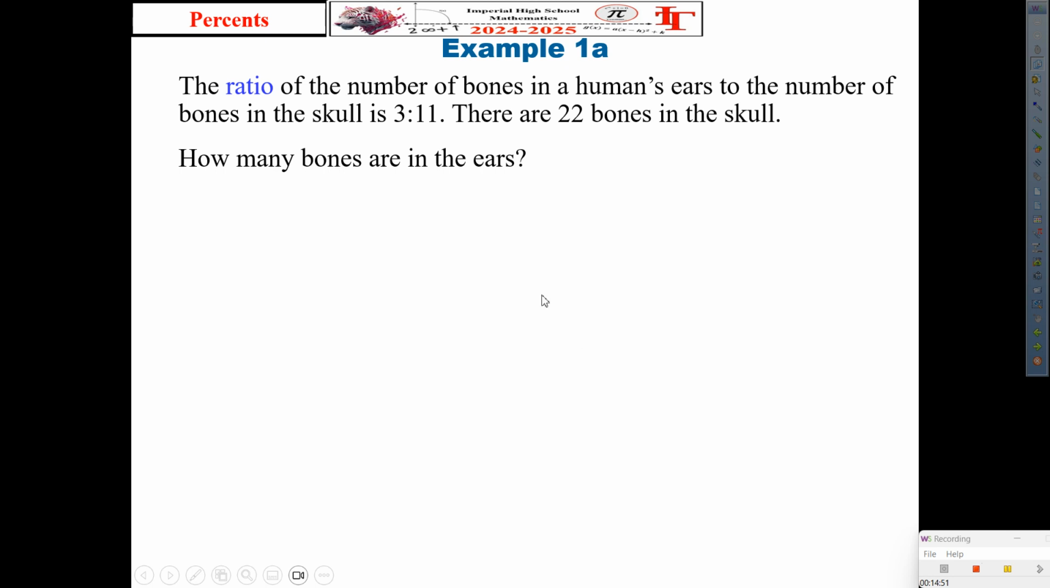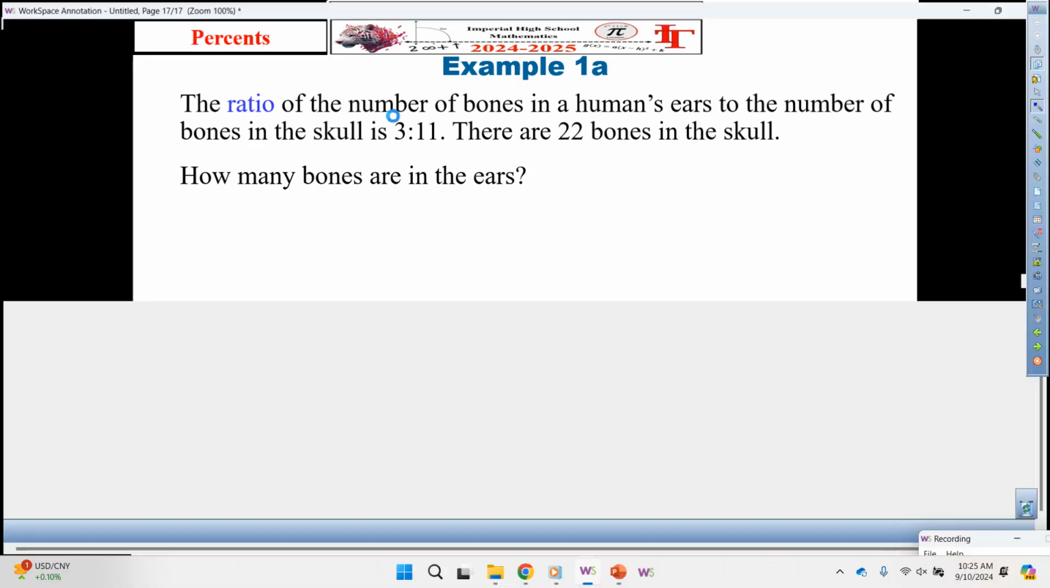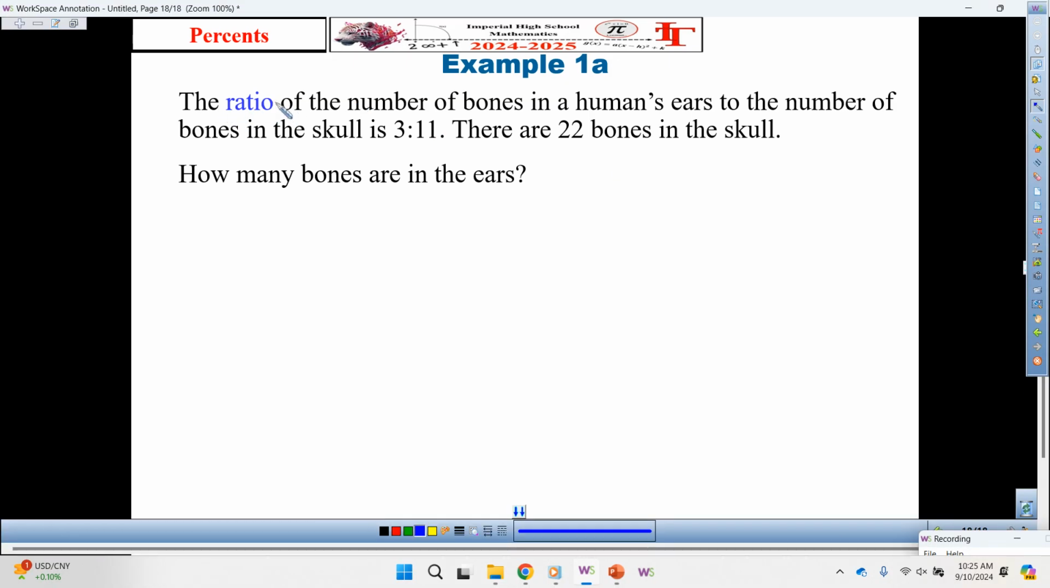It reads, the ratio of number of bones in the human ears to the number of bones in the skull is 3 to 11. There are 22 bones in the skull. How many bones are in the ears? How do I approach that, Mr. Q? Well, you need to first make a what? A ratio. Tell your neighbor if they give us the ratio already.